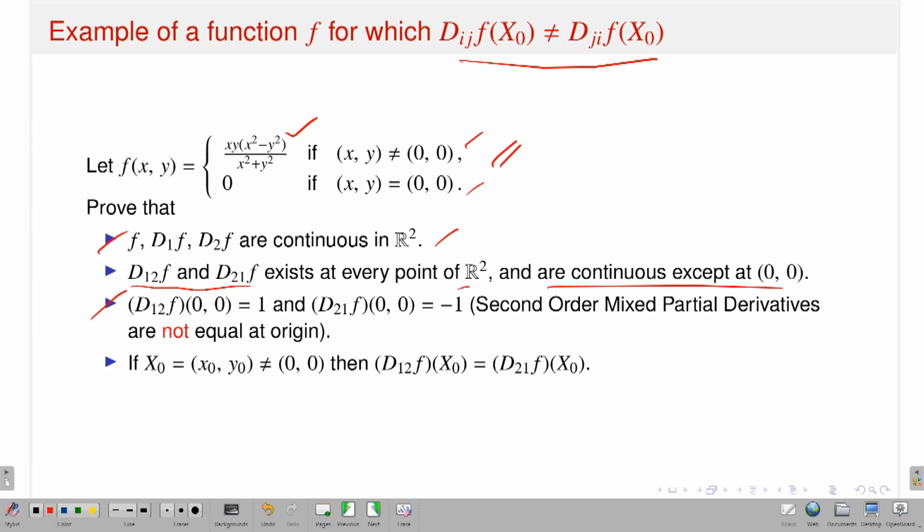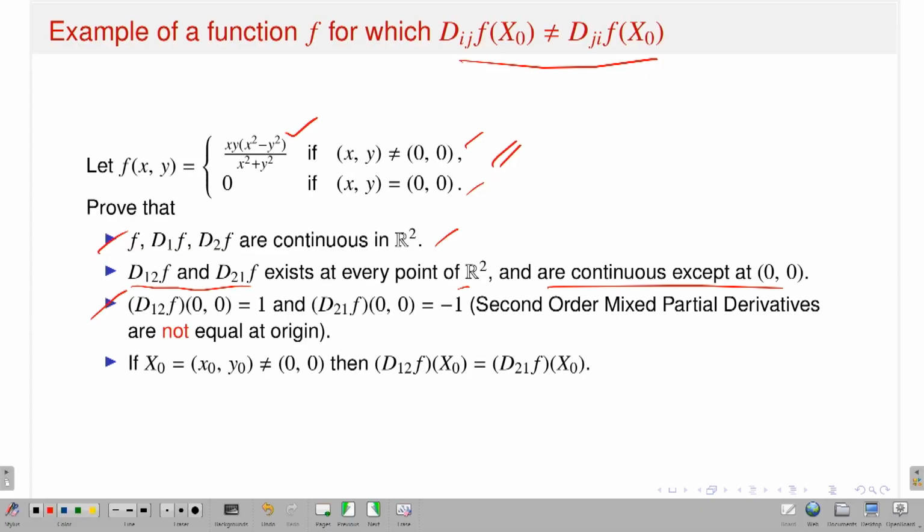Because if xy is non-zero, then you know your f, then you know your fx, your partial derivative of f with respect to x variable and with respect to y variable. Again, if the point is non-zero, you can easily do that because the function is nice. The only point where you have to use the definitions of partial derivative is the breaking point, I mean 0, 0.